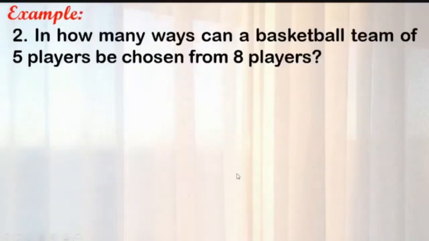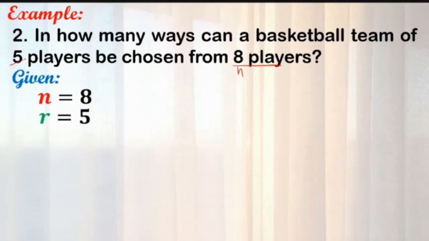Let's have another example. In how many ways can a basketball team of 5 players be chosen from 8 players? Again, identify your given. N is 8 players, and R is 5. Next question. What will be your working equation?